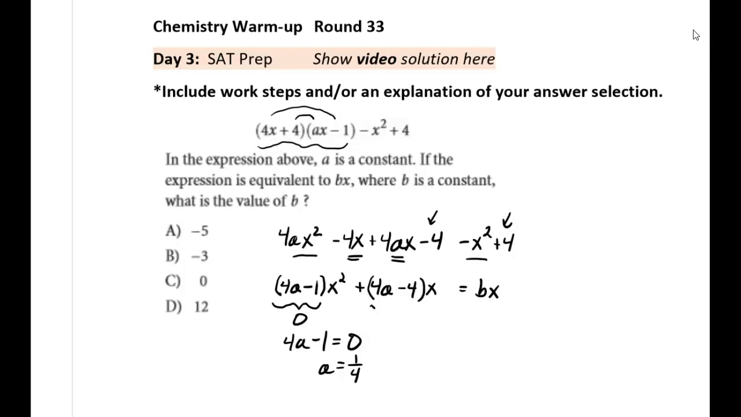Now let's focus our attention right here, knowing that a is 1/4. So 4 times 1/4, subtract 4. That makes negative 3. That's the coefficient of x. And on the right-hand side, the coefficient of x is the letter b. Those have to be equal to each other. Therefore, b is negative 3. It is choice B.